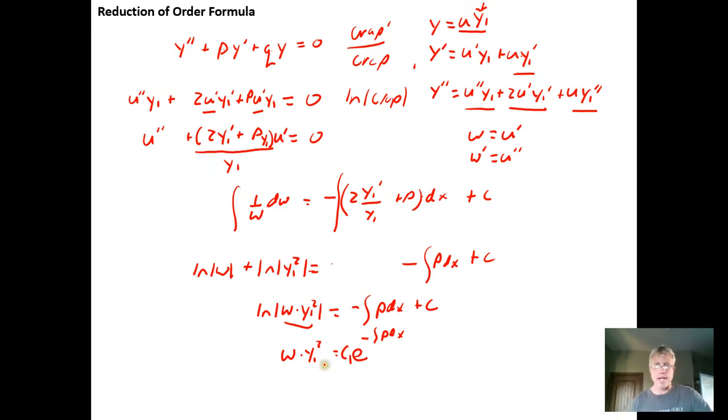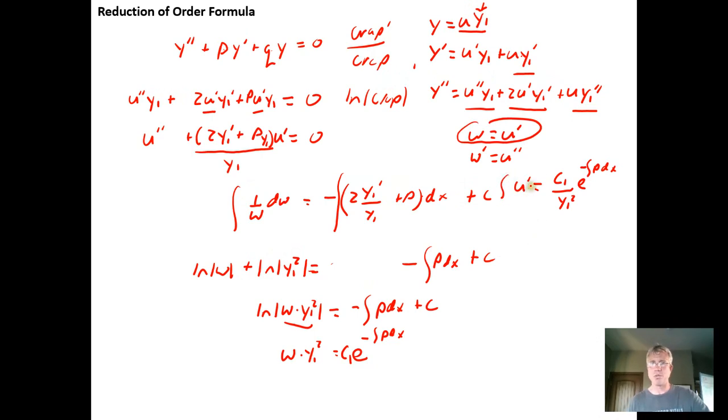Once I do that, I can divide both sides by y sub 1 squared. So when I divide both sides by y sub 1 squared, I've got c sub 1 over y sub 1 squared times e to the opposite of the antiderivative of p dx. But w, we made the substitution right here. w is just u prime. So we replace w with u prime.